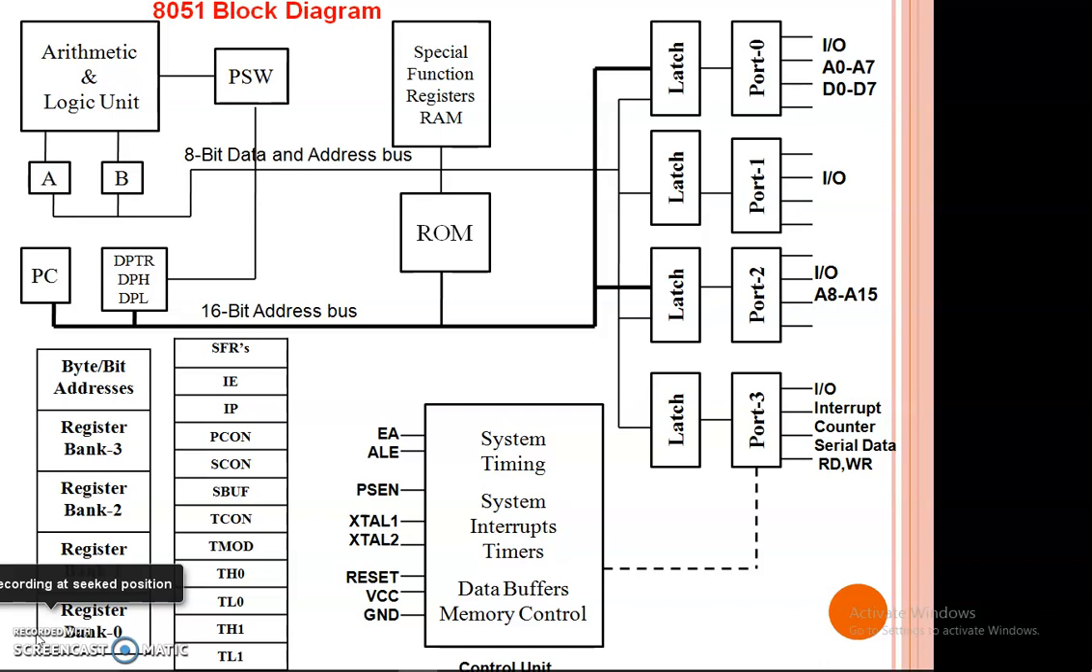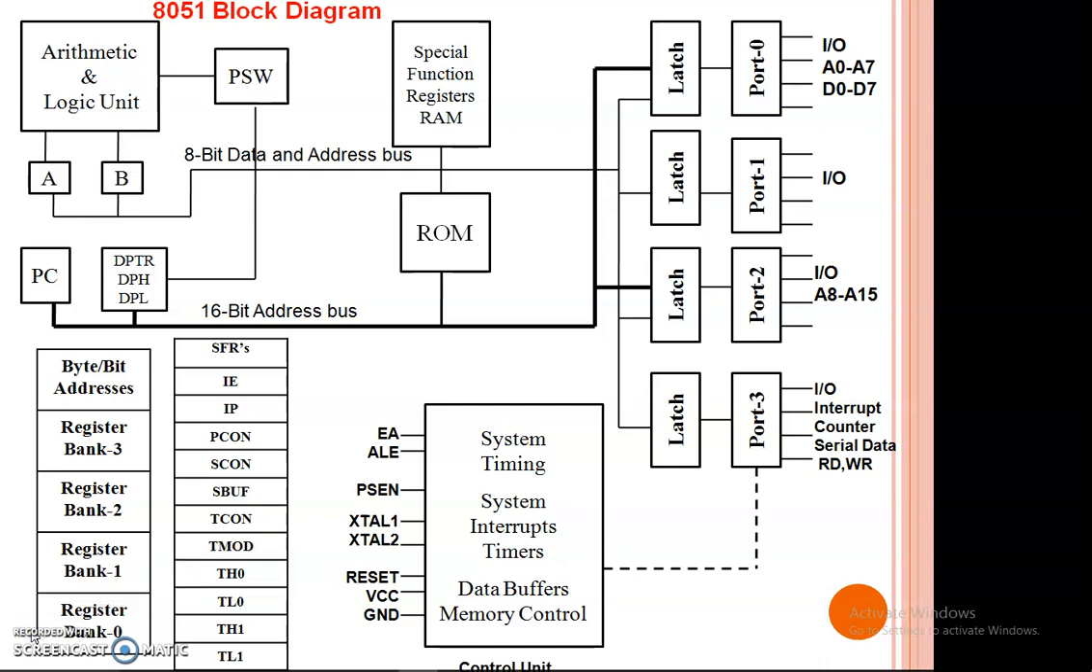Next, special function registers, shortcut SFRs, size 8-bit. These registers are used in special functions like setting the serial communication mode, controlling the interrupts and timer operations, etc. Let us see one by one part of the block diagram.